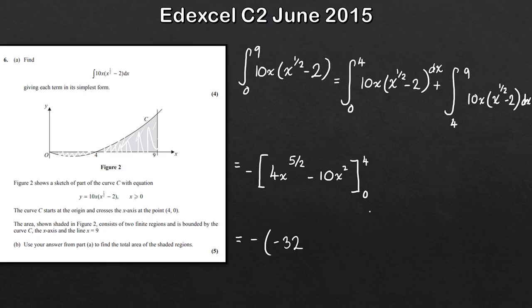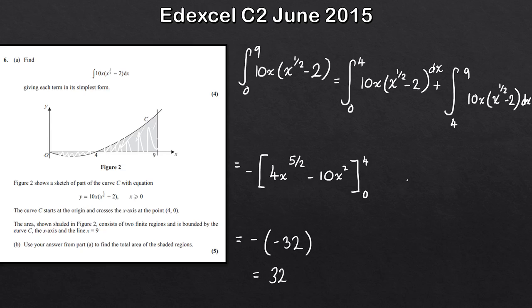And now we subtract the lower limit. So if you substitute the lower limit in here, this 0, well, that's 4 lots of 0 to the 5 over 2 minus 10 lots of 0 squared. That's just equal to 0. So what I just get there is minus 32. And minus 32 would be 32. Okay, so that's that first part dealt with, the first integral.